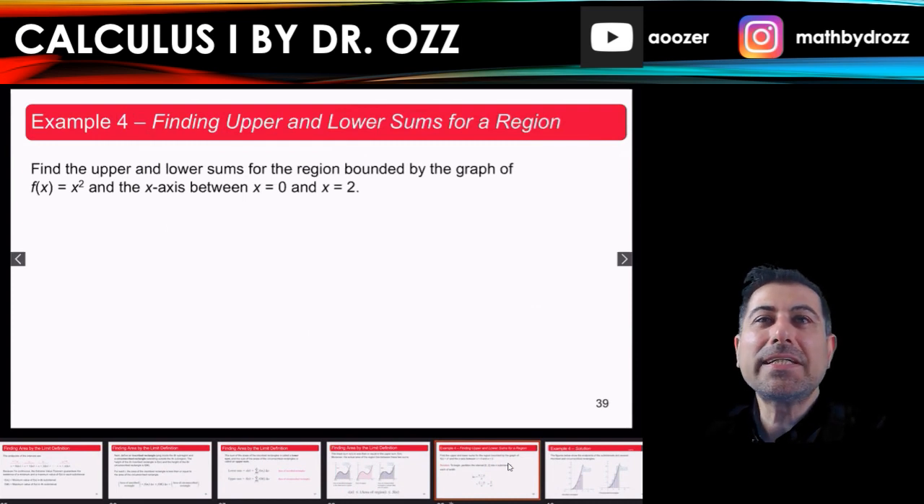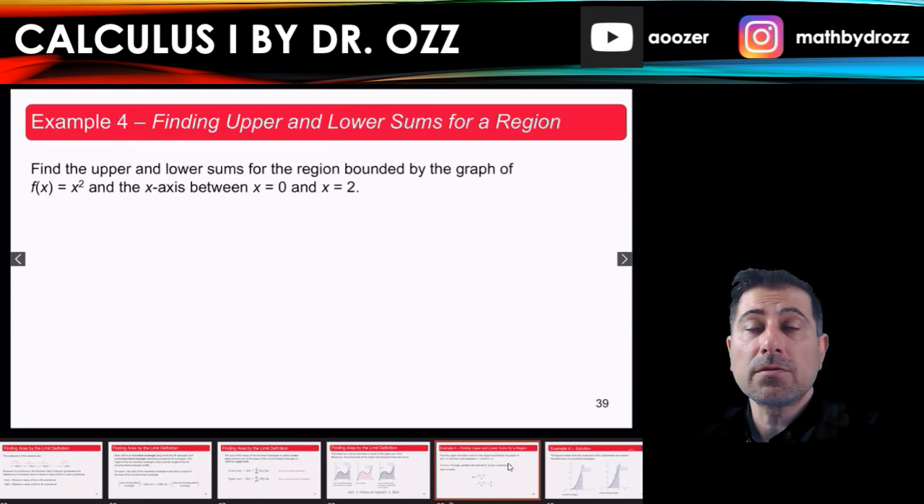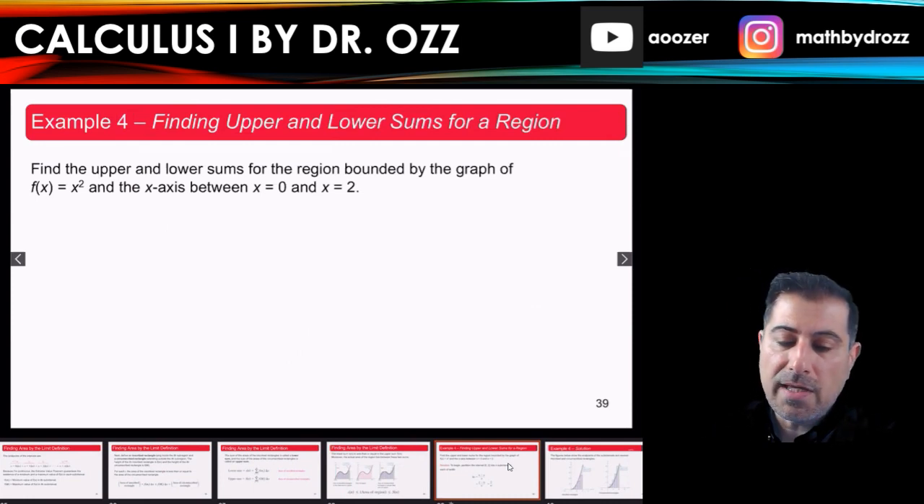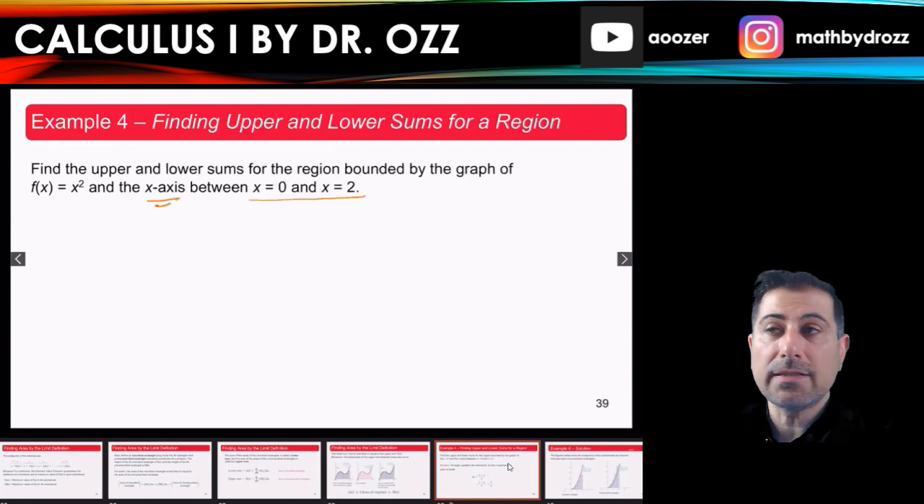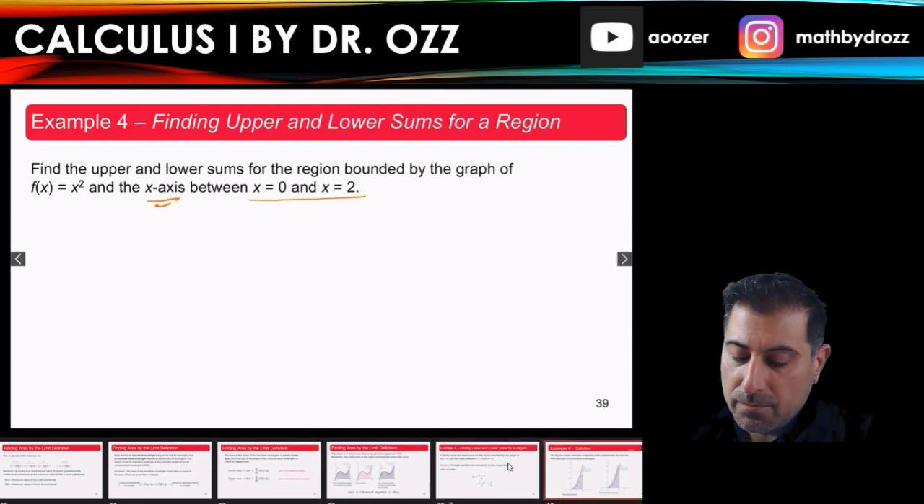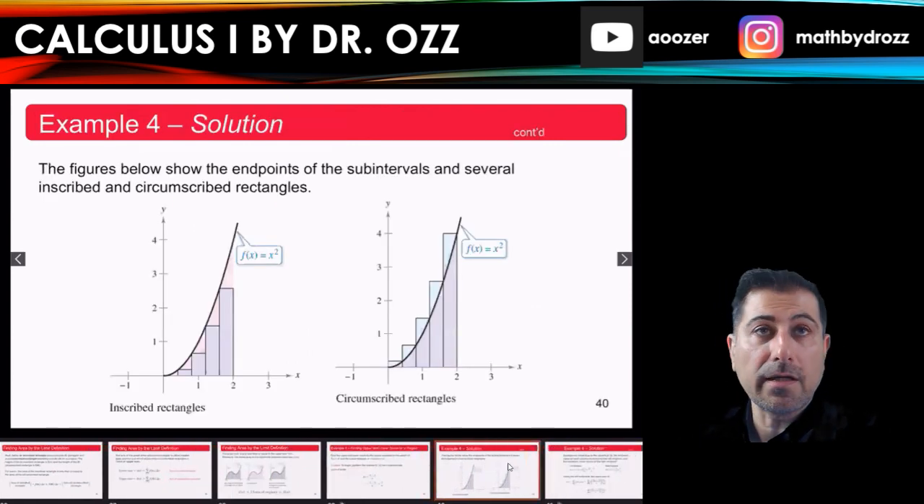All right, let's quickly go through an example. We have f of x equals x squared, and we're trying to approximate the area by using inscribed and circumscribed rectangles. We have the area enclosed in between x equals 0 and x equals 2 vertical lines and the x-axis. Okay, so here we go.